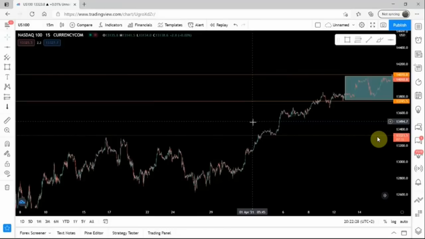And what are your emotions telling you to do? What is your emotions telling you to do here? What gameplay are your emotions taking right now with you regarding this setup?